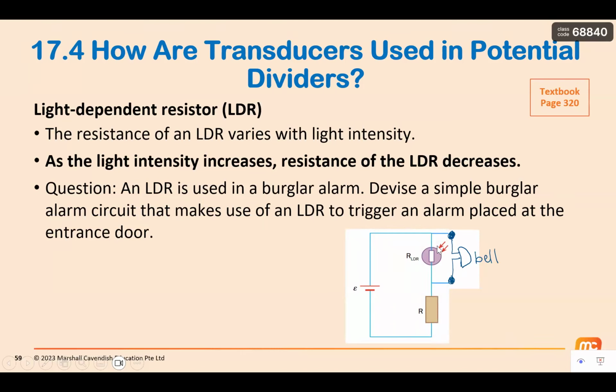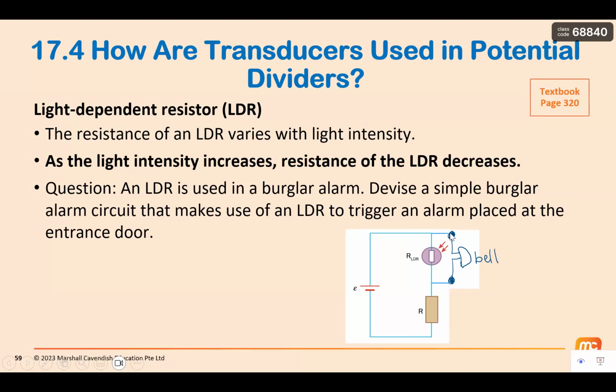If you have an intruder, when the intruder comes in at the entrance door, it will block the light falling onto this LDR. When the light intensity decreases, the resistance of the LDR will increase. And when the resistance of the LDR increases, the voltage across the LDR will also increase. When I have larger resistance, I need more energy to go through it, so my voltage over here will increase.